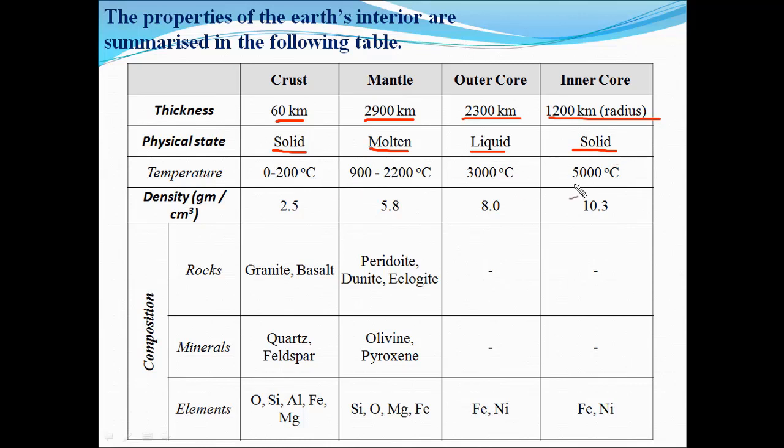The temperature is the highest recorded in the inner core. In spite of high temperature, the inner core behaves like a solid. Density of crust is the least, 2 to 2.5, and density of inner core the highest, 10 to 14 gram per cubic centimeter. These are the primary rocks present on the crust. These are the minerals and these are the elements. These are the primary rocks in the mantle, minerals and the elements. Outer core contains iron and nickel, inner core contains iron and nickel.